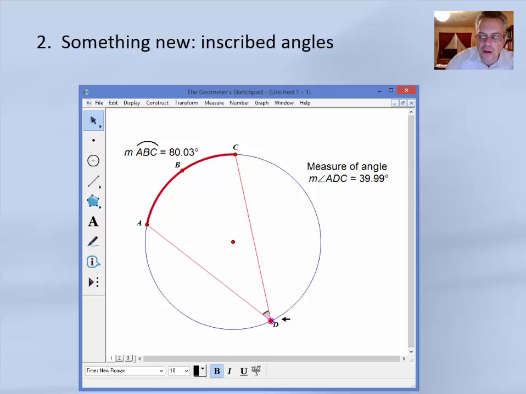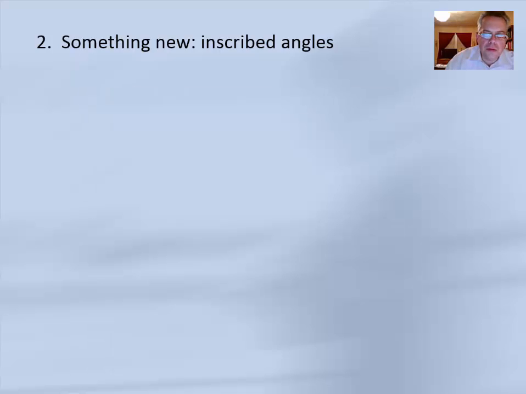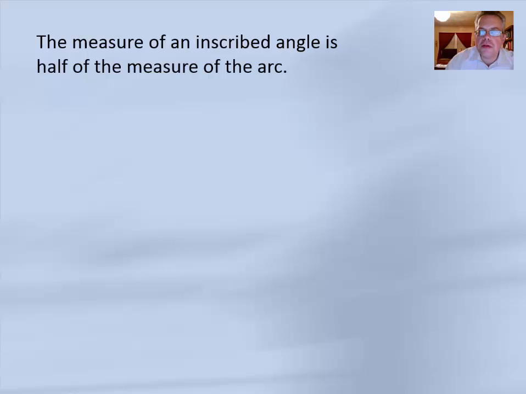So anywhere we put it here on the circle, it's about half of the arc. Okay, so this brings us to this property. The measure of an inscribed angle is half the measure of the arc.